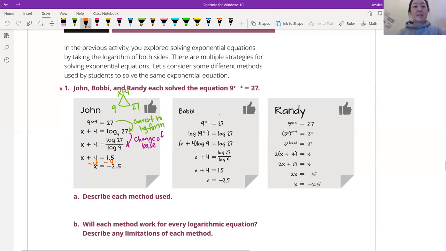All right. And then let's take a look at Bobby's. What does Bobby do? Looks like Bobby is taking the log on both sides.